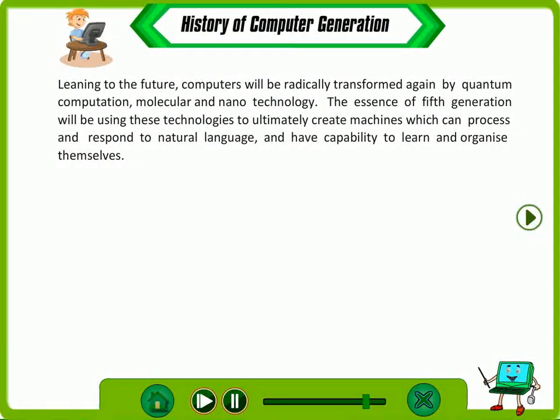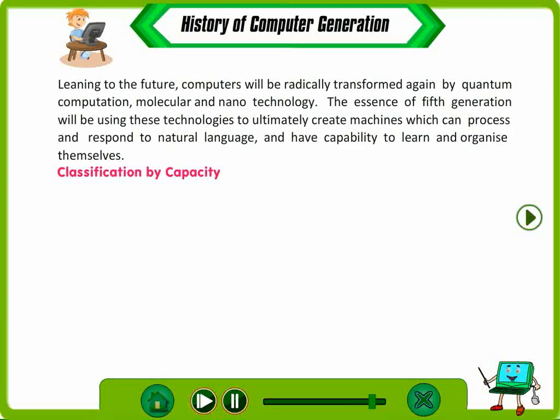Looking to the future, computers will be radically transformed again by quantum computation, molecular and nanotechnology. The essence of fifth generation will be using these technologies to ultimately create machines which can process and respond to natural language and have the capability to learn and organize themselves.